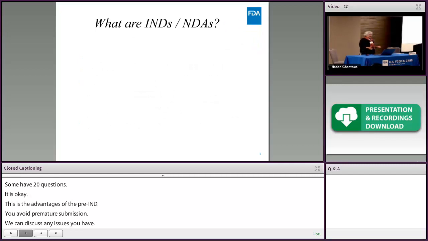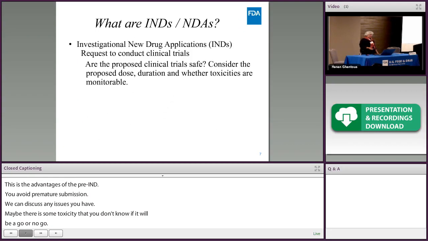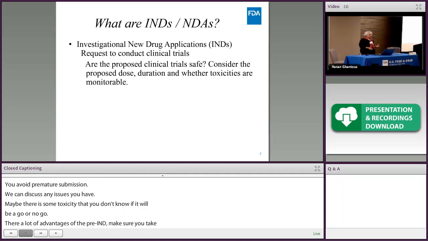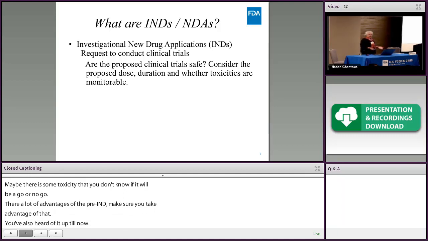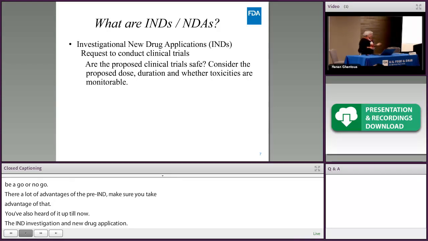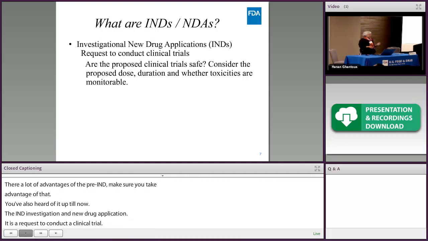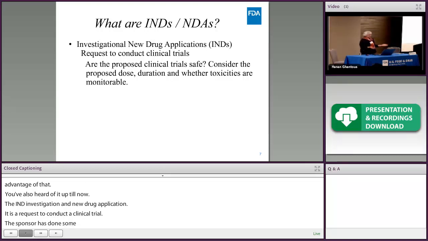Okay, now the INDs and NDAs, you also heard about it up to now from others. The IND, Investigational New Drug Application, the way I look at it, it is a request to conduct a clinical trial. That's when the sponsor has done some non-clinicals, done some chemistry, they have a product, and they have a clinical protocol, and they send us that information, and they're asking us, can we start the clinical trial or not? So, that's what PharmTox does.